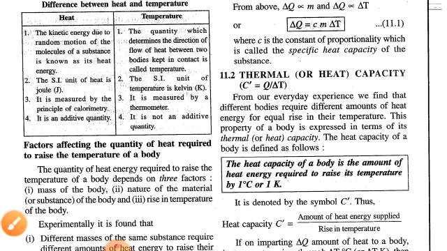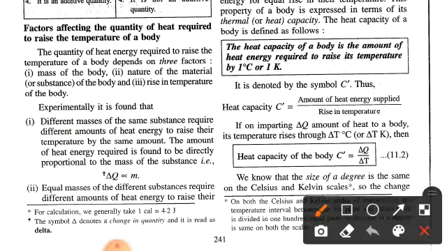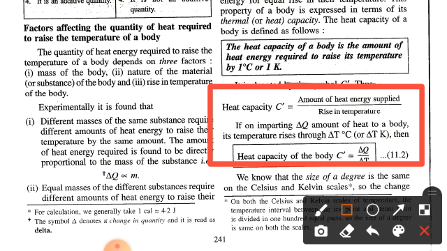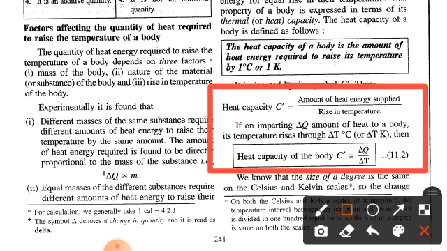Clear? It is denoted by which symbol? We denote it by the symbol C dash. So you can write it: heat capacity C dash equals the amount of heat energy supplied divided by the rise in temperature. So if on imparting delta Q amount of heat to a body, its temperature rises through T degree Celsius, or you can say T Kelvin, in that case the heat capacity of the body, that is C dash, equals delta Q by delta T.